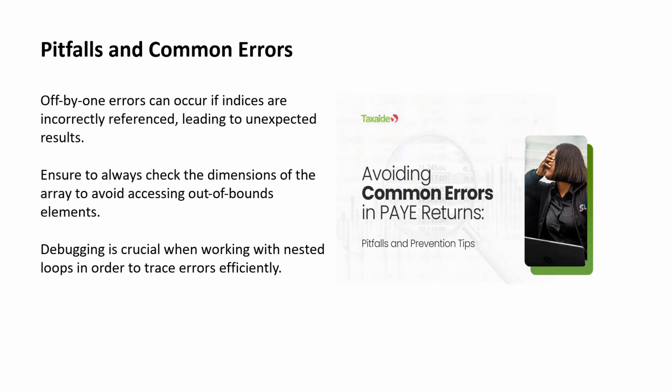Pitfalls and common errors. Off-by-one errors can occur if indices are incorrectly referenced, leading to unexpected results. Ensure to always check the dimensions of the array to avoid accessing out-of-bounds elements. Debugging is crucial when working with nested loops in order to trace errors efficiently.